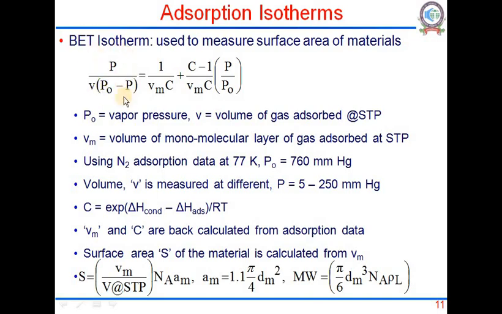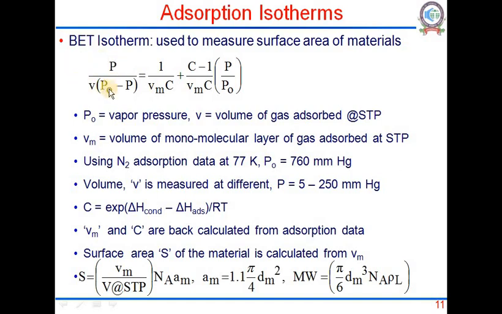If you plot P divided by V into P naught minus P versus P by P naught, you will get slope C minus 1 divided by Vm into C, and intercept will be 1 by Vm into C, where C is a constant related to the heat of condensation, that means the latent heat of condensation, and the heat of adsorption. This difference gives you a value of C, and Vm tells you the volume of monolayer adsorbed gas. So what you work out from this equation is that you measure the adsorption pressure and the amount that is adsorbed in terms of the volume.